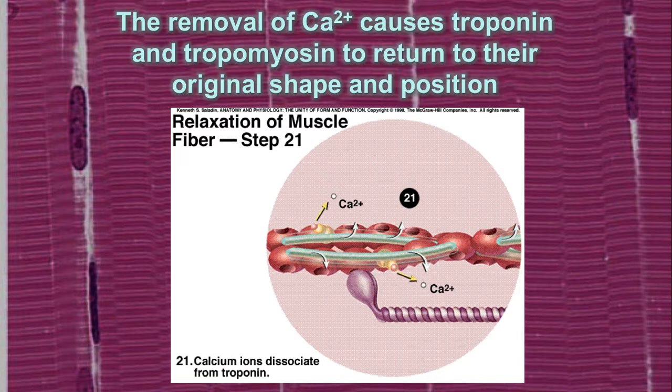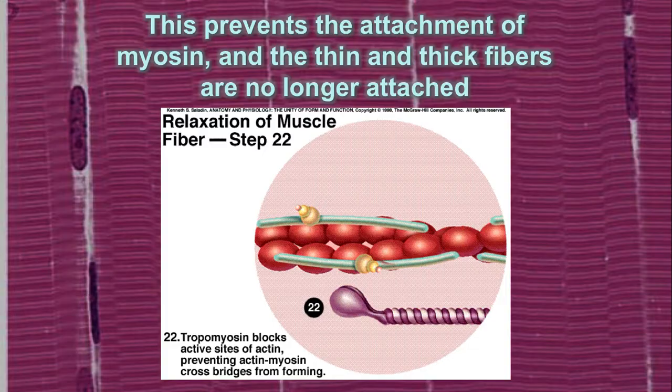The removal of the calcium causes the troponin and tropomyosin to return to their original shape and position, and we cover up those myosin binding sites. So now myosin can no longer bind to the actin. Okay, so this prevents the attachment of myosin, and the thin and thick fibers are no longer attached to each other.